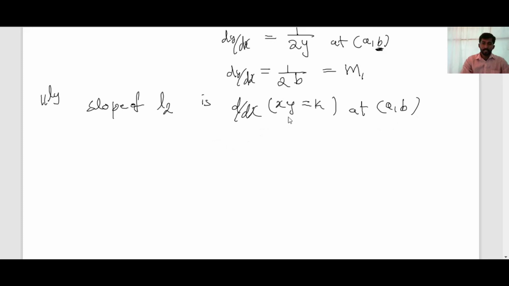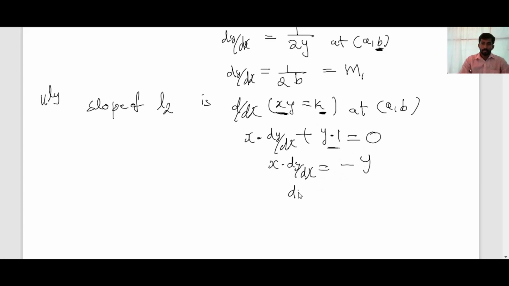Now differentiate this one. Here you need to apply the product rule: x into differentiation of y, which is dy by dx, plus y into differentiation of x, which is 1, because we are differentiating with respect to x, equal to, what is the differentiation of a constant term? It's 0. Next step, x into dy by dx is equal to, shifting y to the right hand side, minus y. So dy by dx is equal to minus y divided by x, just shifting x to the right hand side.